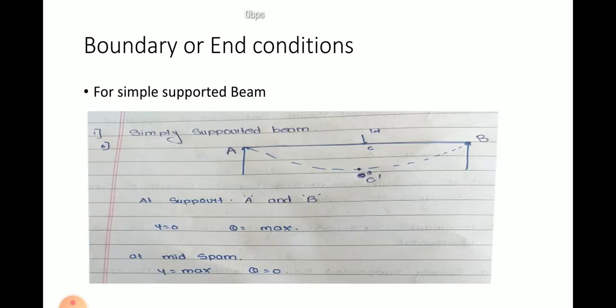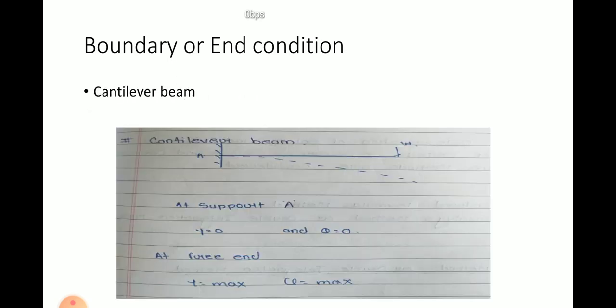Boundary or end conditions for a simply supported beam. When a simply supported beam is loaded with a load W at the center, at supports A and B the deflection y is 0 and theta is maximum, and at midspan y is maximum and theta is equal to 0.